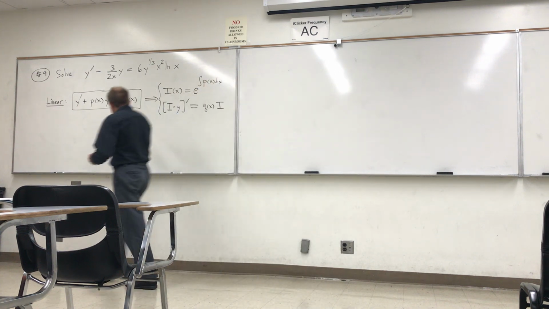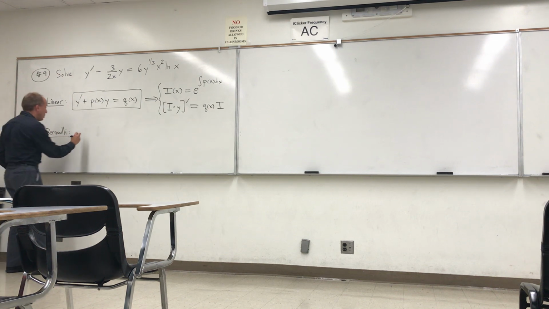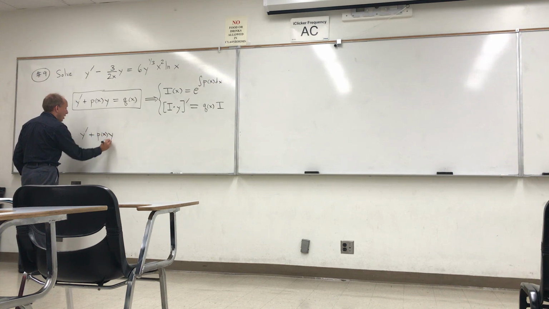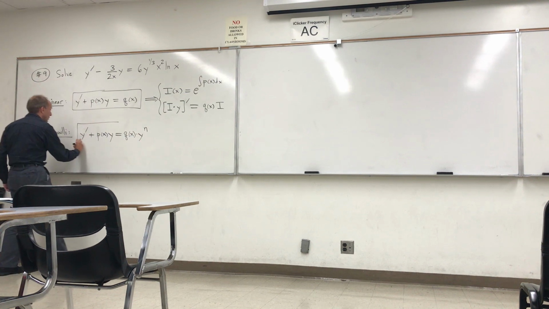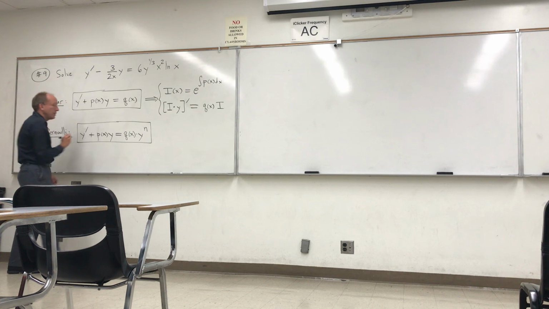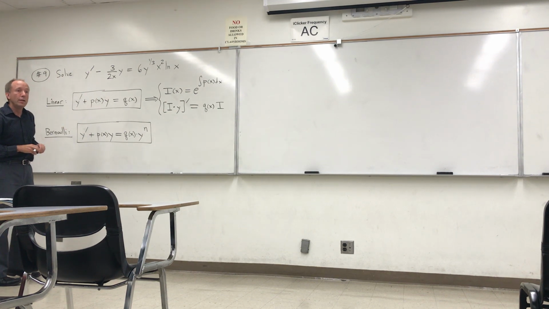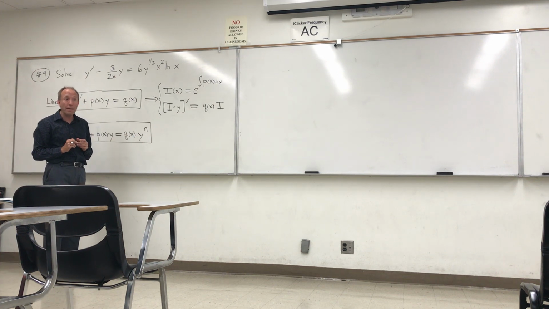Okay, so the next one is the Bernoulli differential equation. And for a Bernoulli equation, we have y prime plus p of x y equals q of x times y to the n, right? So this is the difference. It's not a big difference, but it is a little different than a linear equation because there's a y to the n on that, okay?